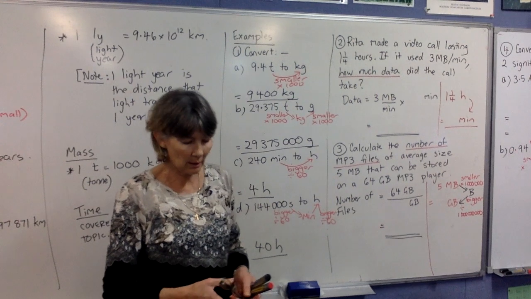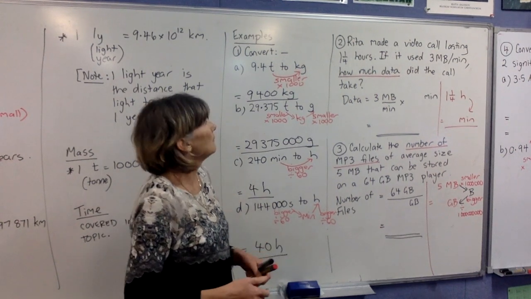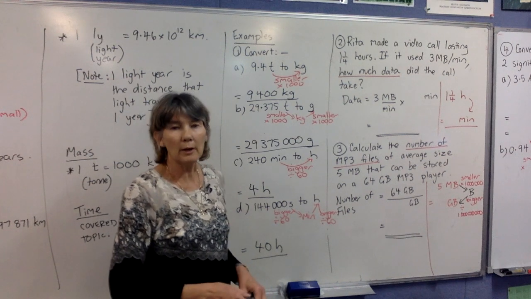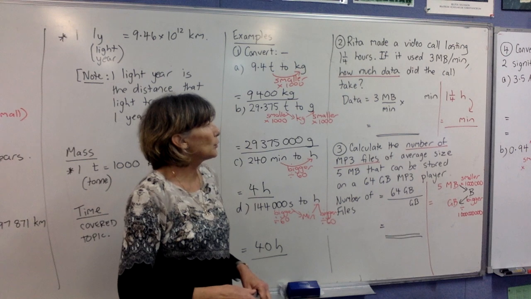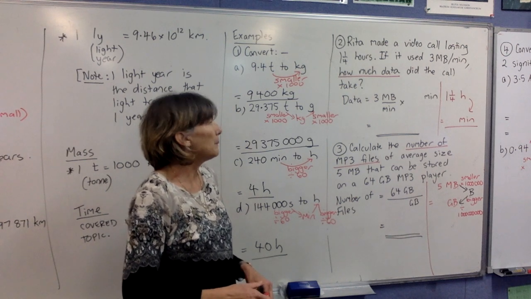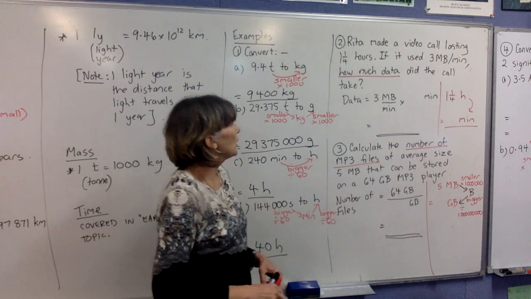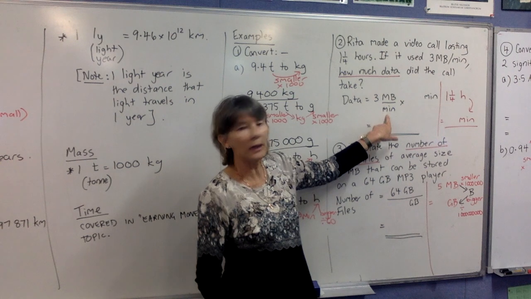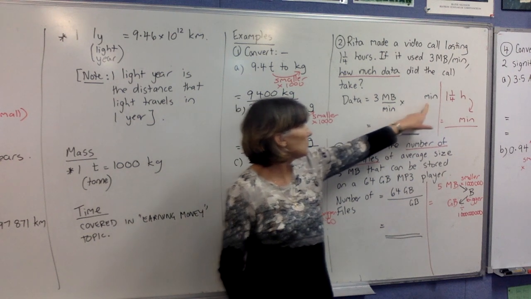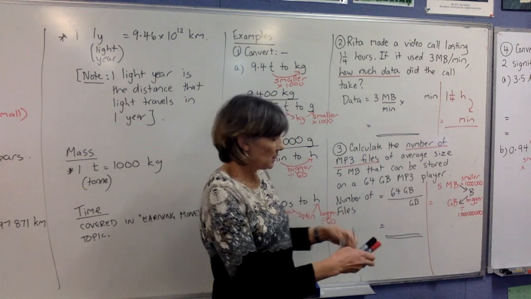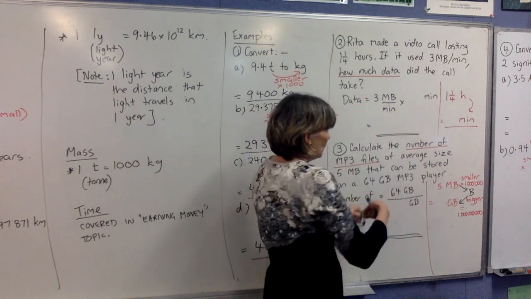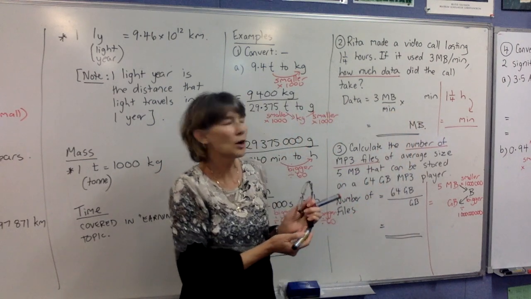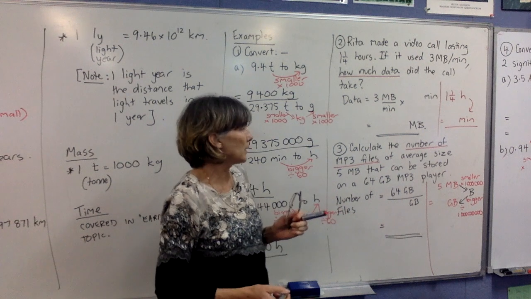Now, this is where you have to think because we're doing word problems here. This is all to do with rates. Rita made a video call lasting 1 1/4 hours. If it used 3 megabytes per minute, how much data did the call take? So, to get the amount of data, we're going to do 3 megabytes per minute. I like writing it like that. Now, if we times by the number of minutes, these things effectively cross out and will leave you with your answer in megabytes. But you need to have that time in minutes, and at the moment, it's 1 1/4 hours.